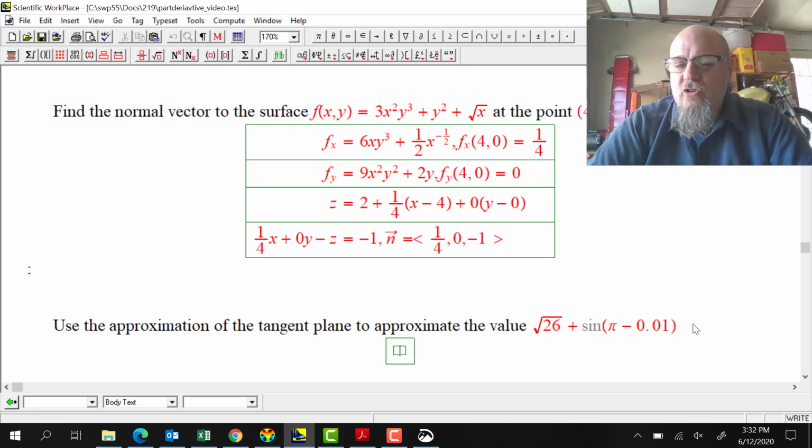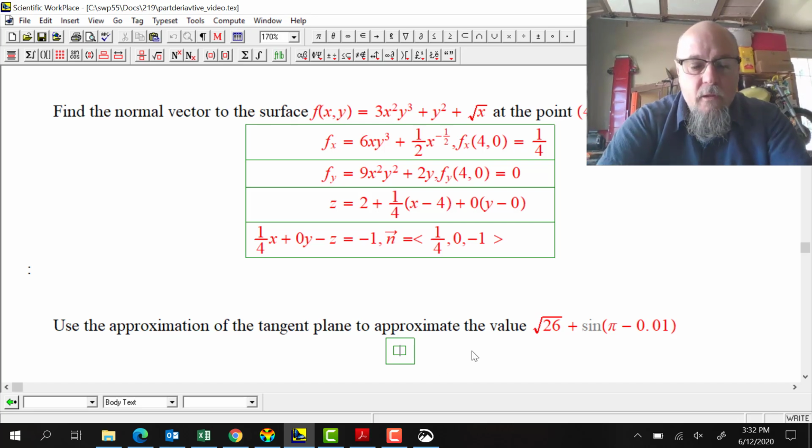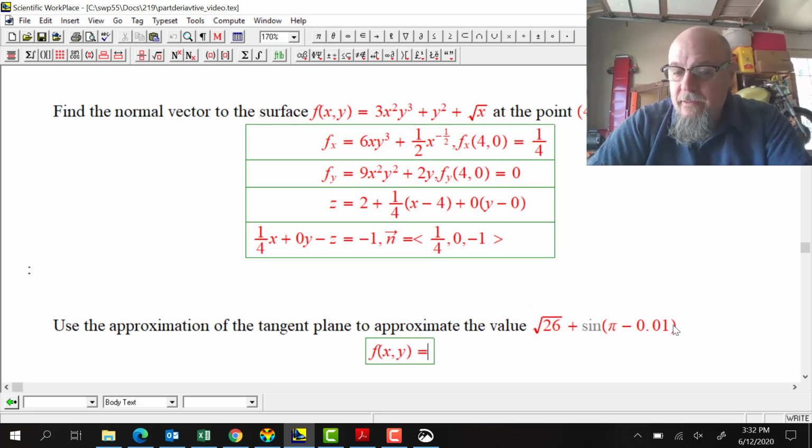So my whole answer should be a little bit bigger than 5. A little bit bigger than 5 plus a little bit bigger than 0 is a little bit bigger than 5. Anyway, first thing I need is a function. So I need an f of x, y that looks like this thing I'm trying to approximate.